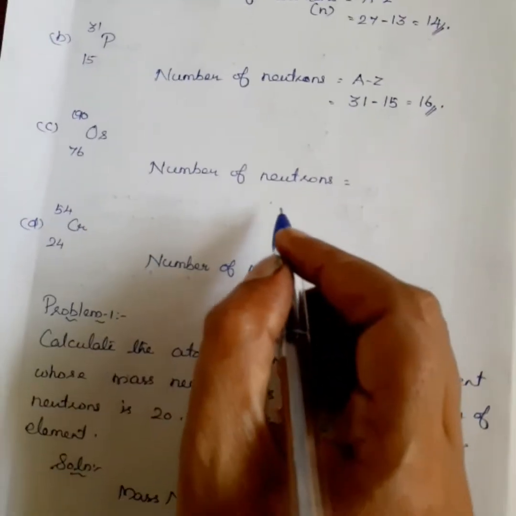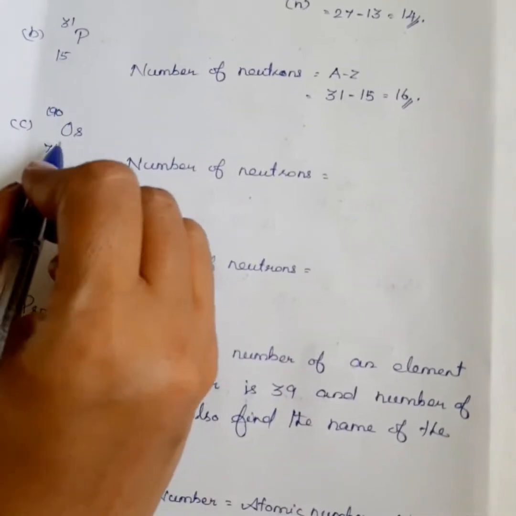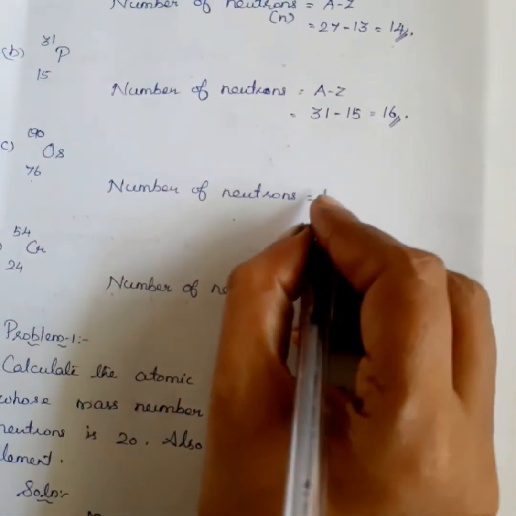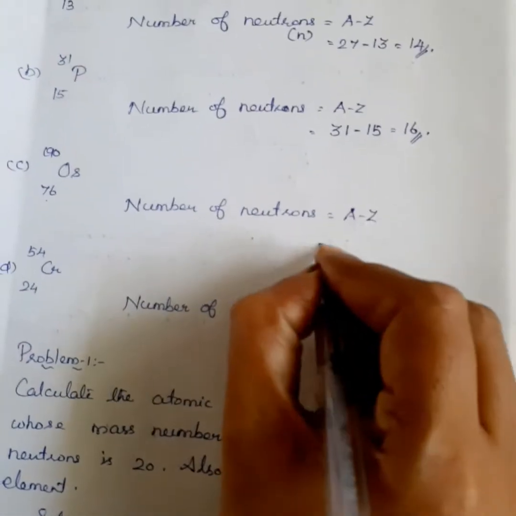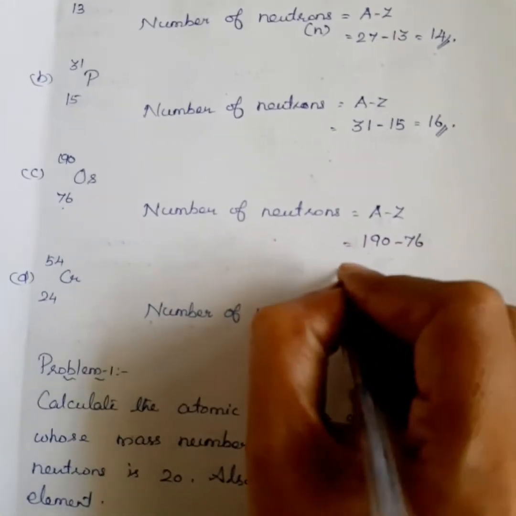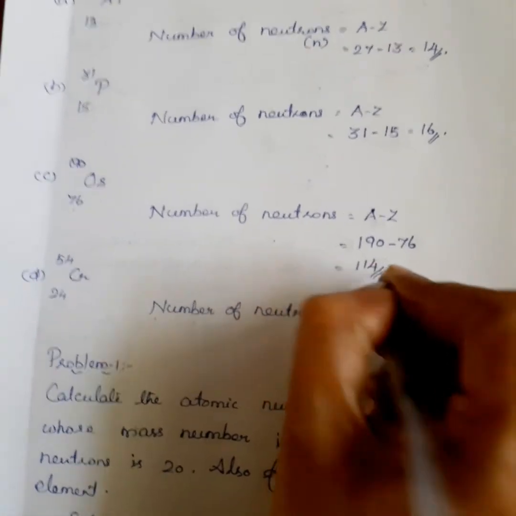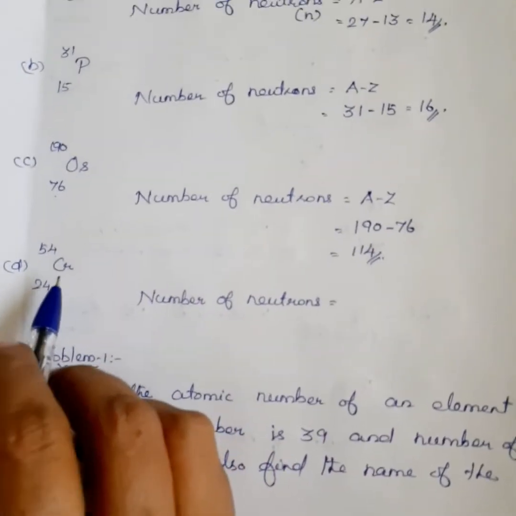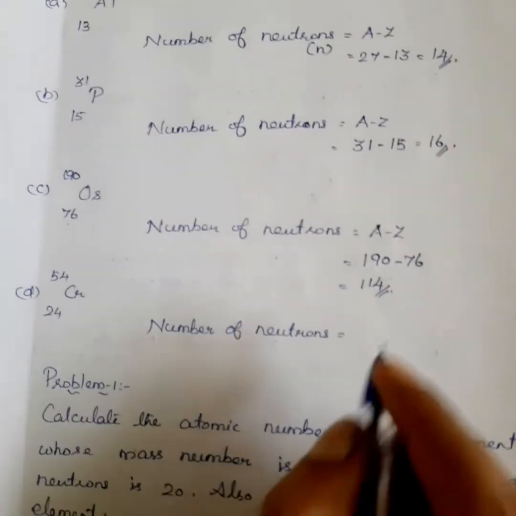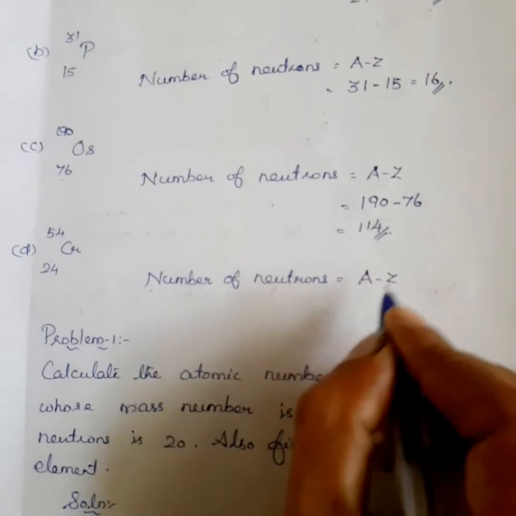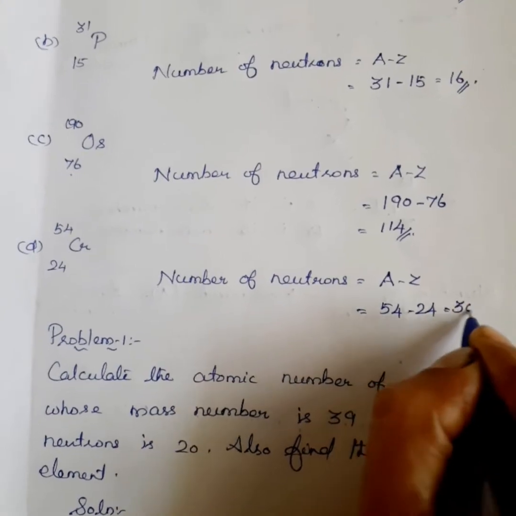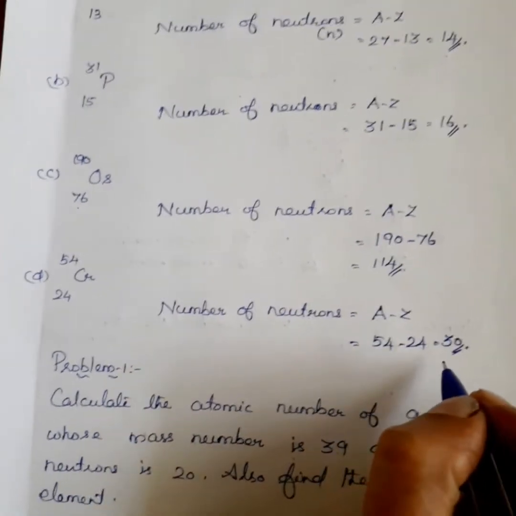Okay. Next one, osmium-190, with atomic number 76. The number of neutrons is equal to A minus Z, which is 190 minus 76, equal to 114. Next, chromium-54, with atomic number 24. The number of neutrons is equal to A minus Z, which is 54 minus 24, equal to 30. So the number of neutrons is equal to 30.